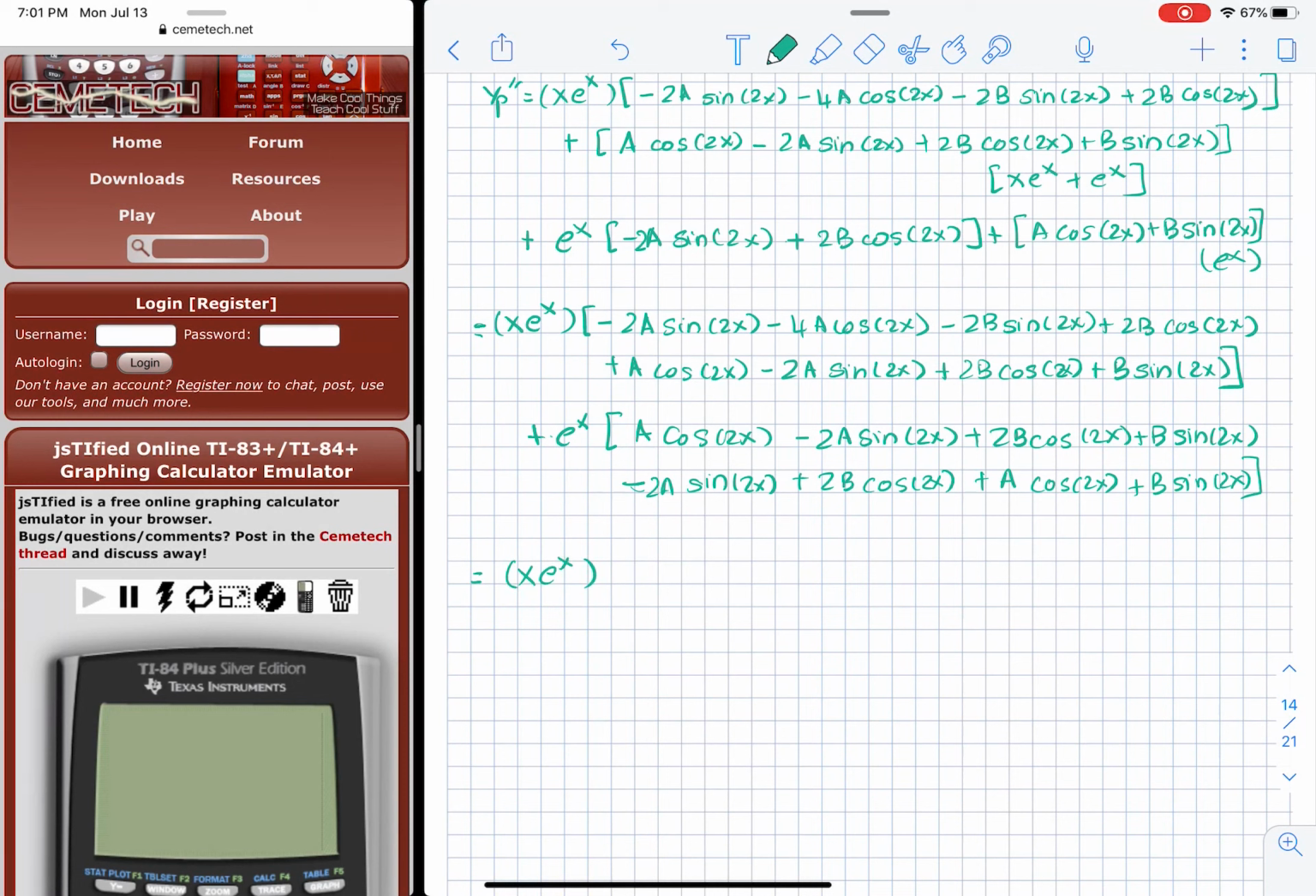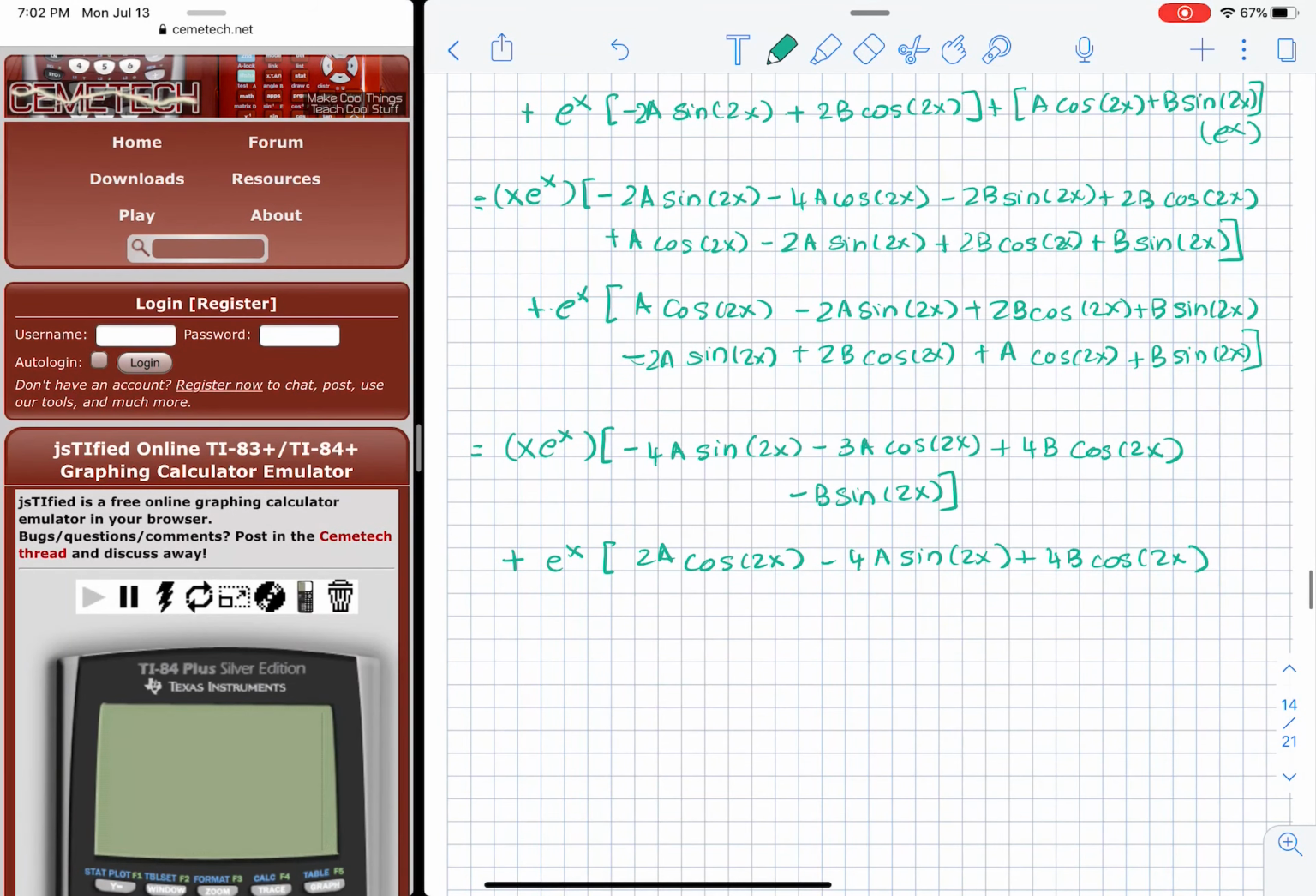So x e raised x multiplied by, let's see, minus 4a sine 2x minus 3a cosine 2x plus 4b cosine 2x minus b sine 2x, plus e raised x times 2a cosine 2x minus 4a sine 2x plus 4b cosine 2x plus 2b sine 2x.